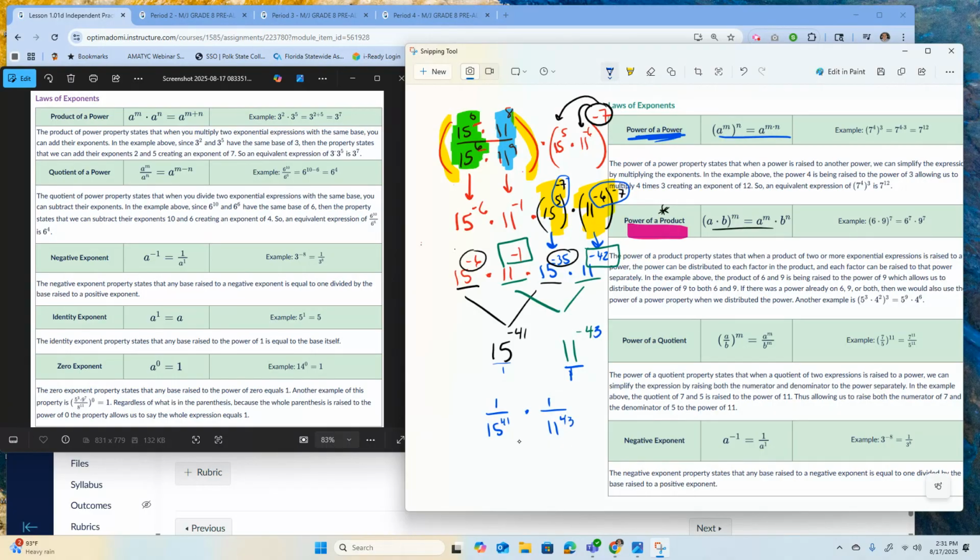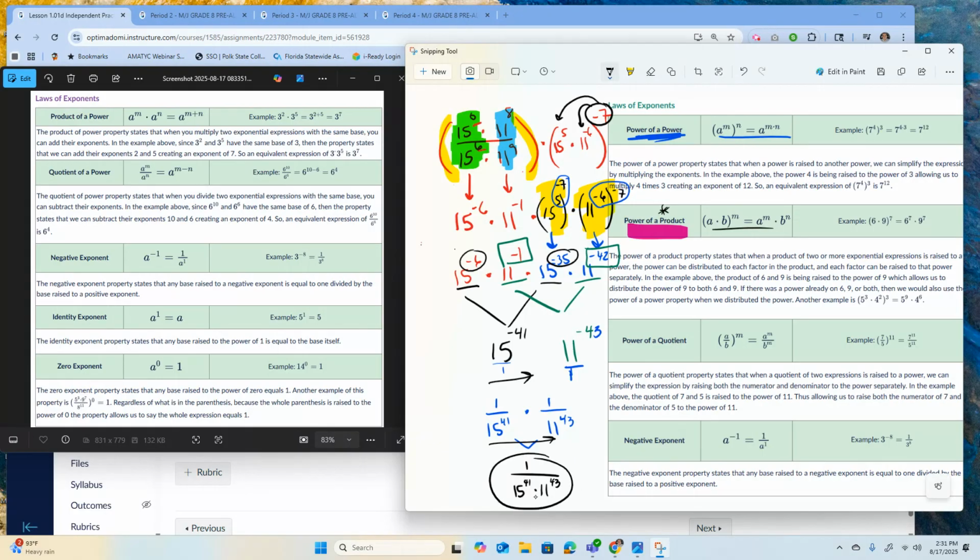And finally, we're going to multiply these two. And how do you multiply these two? You just multiply the top with the top and the bottom with the bottom. So when you multiply 1 times 1 on the top, you get 1. And when you multiply the bottom, basically you're just going to write them. So 15 to the 31st power times 11 to the 43rd power.